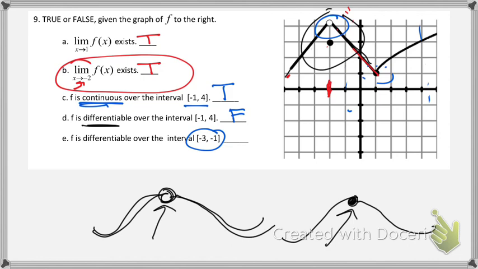All right, I think that brings me to part E, getting my act together. Hold on. So between -3 and -1 in that interval, is it differentiable? No, 2 reasons. It's not continuous. It's also not smooth and curvy. So that is false.